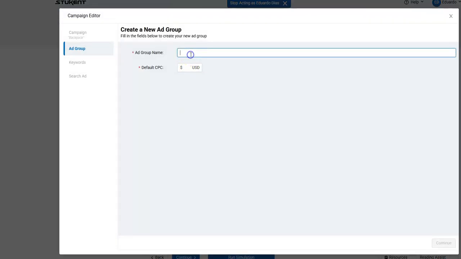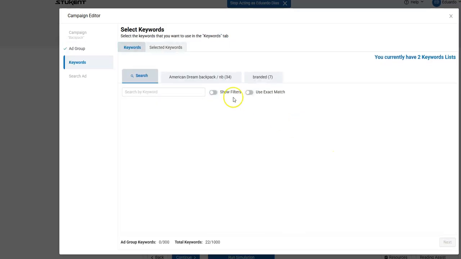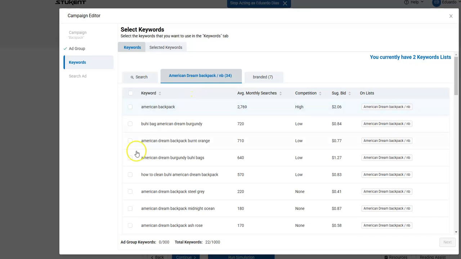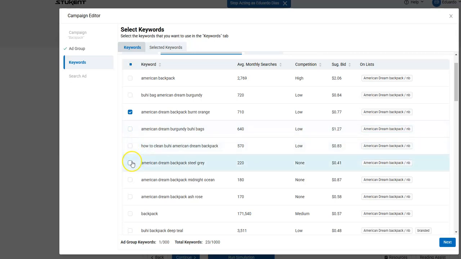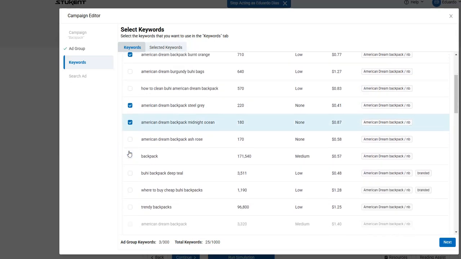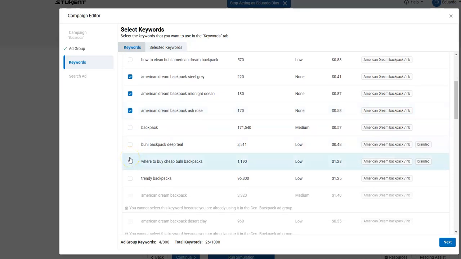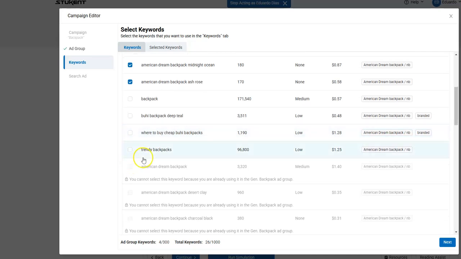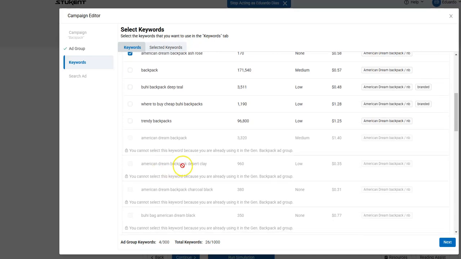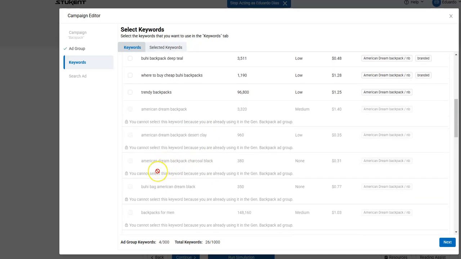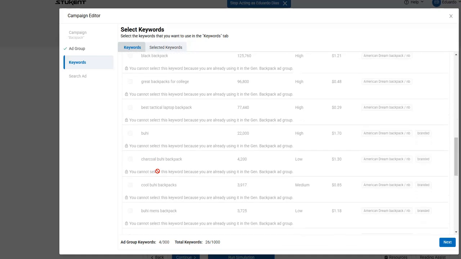Create an ad group and make this branded terms, branded backpack. Let's make it a default cost per click, 5. And let's look at the terms we want. So let's just pick the American Dream. These are the ones that will be all backpack and color related. So I may need to remove those other ones in there, but we could take a quick look at that in a second.